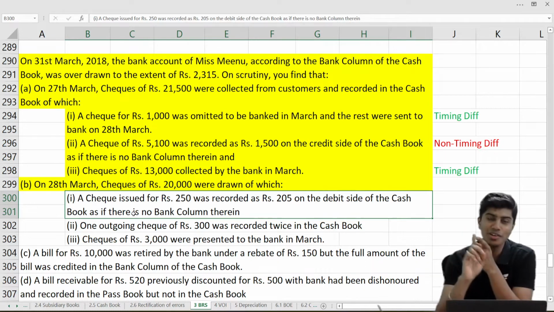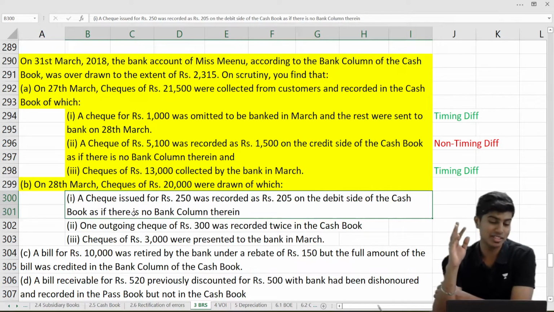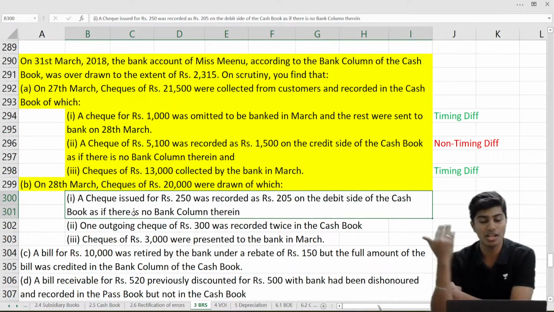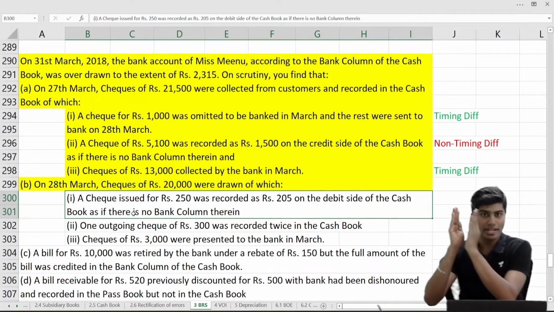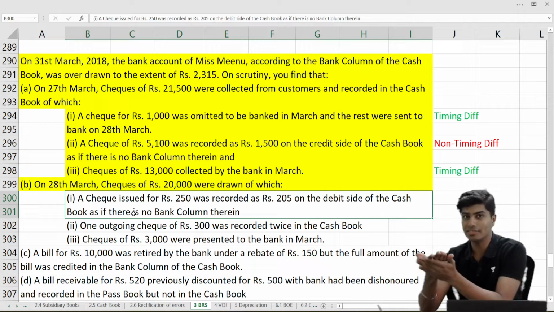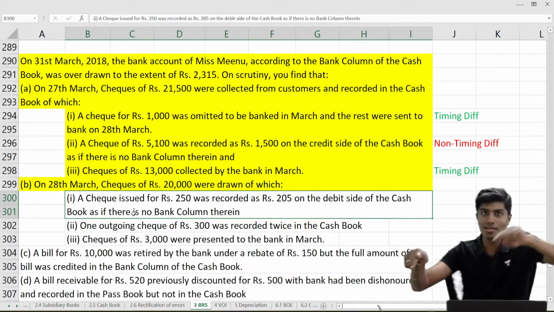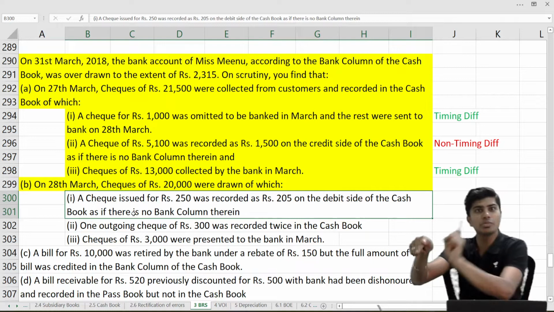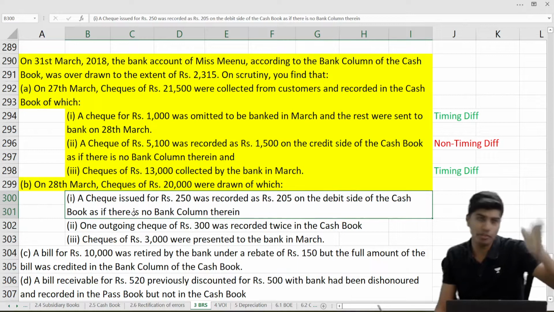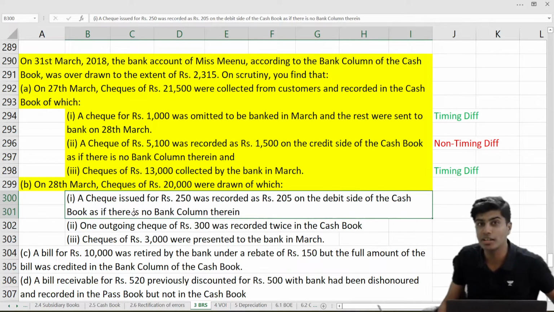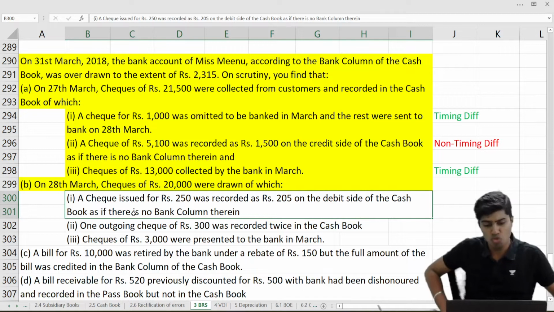So firstly they have treated 250 rupees as 205. Next, instead of writing it on the credit side, they have written it on the debit side. As if there is no bank column on the credit side, they wrongly wrote on the debit side. On the credit side, it should have been 250. It is not written, so we will write credit side 250 now. Wrongly, they have debited 205. That also will reverse by writing on the credit side. So we should credit 250 plus 205. That is 455. That's the point.